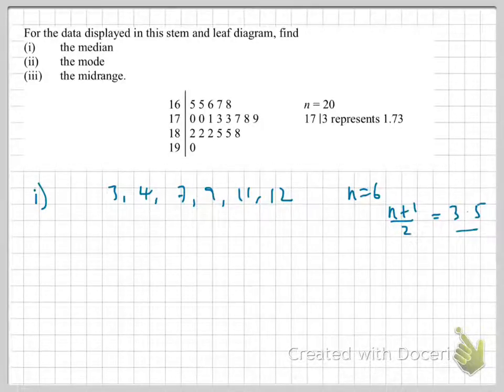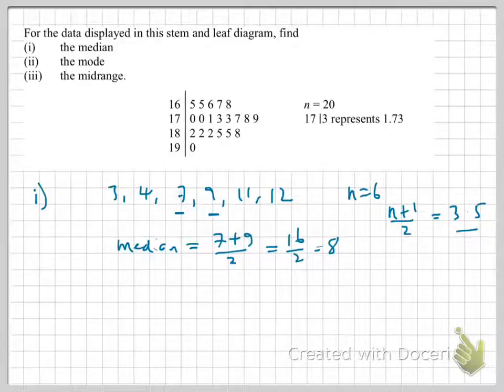That means my middle value isn't a single value, it's actually 2. It's the third value here and the next value after that. So what I'm going to do, when I get a decimal, is add the third and the fourth value, because I've got 3.5. So I'm going to do 7 plus 9 divided by 2, which gives us 16 over 2, which is 8. So the median now equals 8.